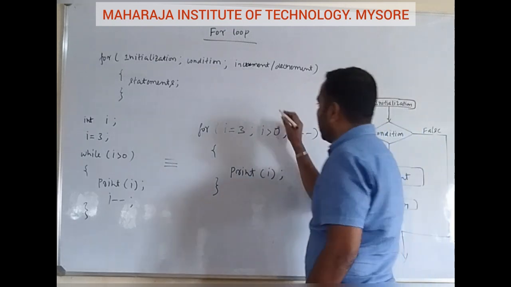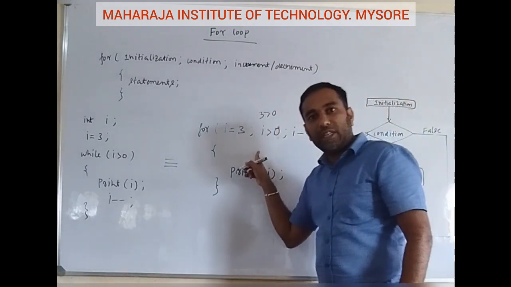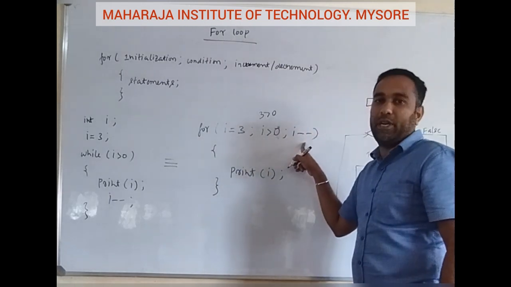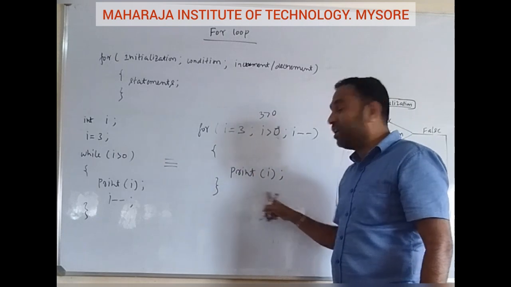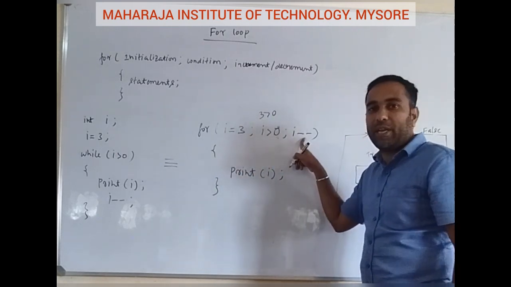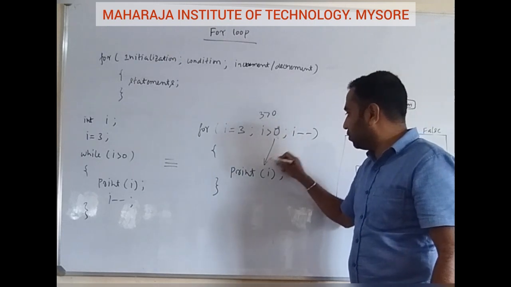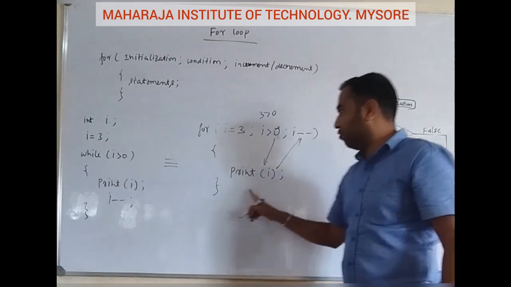Yes, 3 is greater than 0. After checking the condition, I'm not decrementing the value, it's very important. I'm just printing the value. After printing the value, I'm decrementing the value. So that is the difference between while loop and for loop.